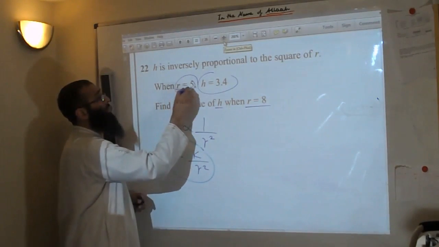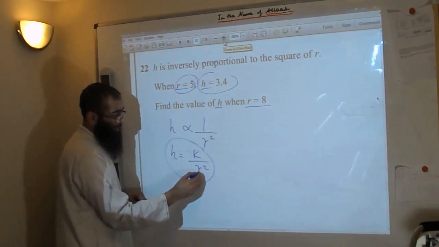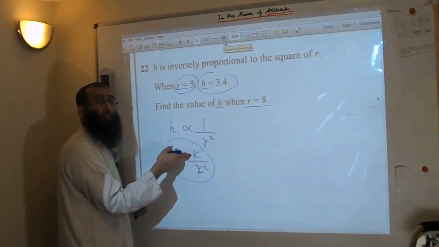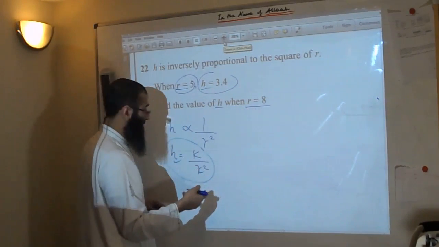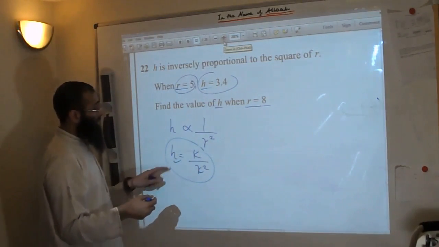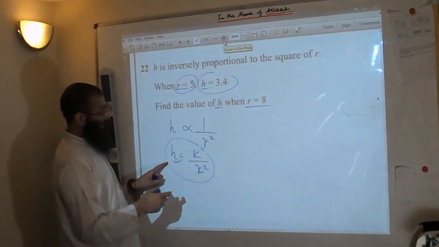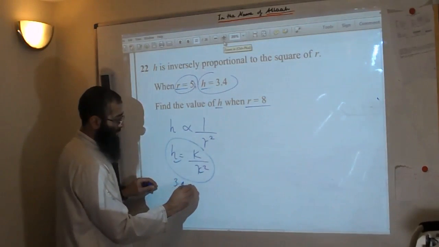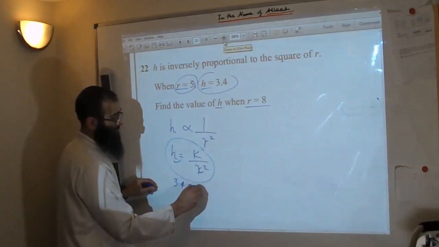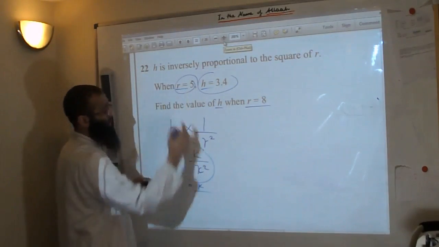Now we've been given an R value and an H value, so we can work out the constant of proportionality, and then we can go and work out the question set here. So let's do that first. If R is equal to 5, H is equal to 3.4, so we have 3.4 is equal to K over R squared.